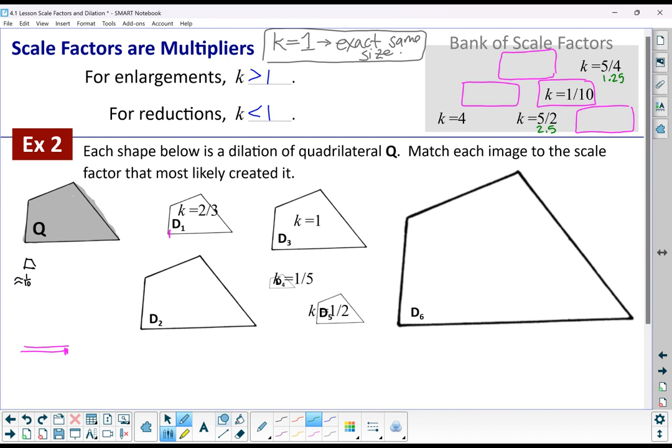So definitely D2 is not 2.5 times as long as the lengths in Q. Probably not even 2.5 times as long. It's going to be this one, 5/4. And then for D6, we could think about, do we think it's 4 times as long or 2.5 times as long? Well, if I think about that length, I think this would not be 4 times as long. It just looks like about 2.5. So 5/2 for that one.